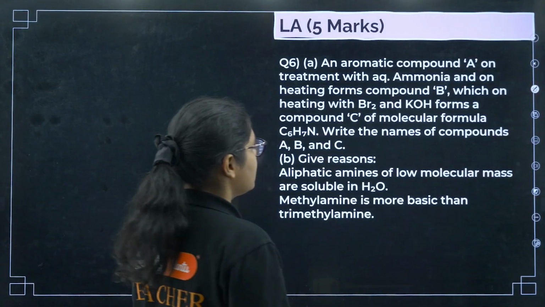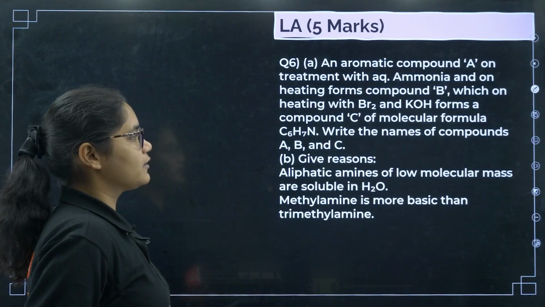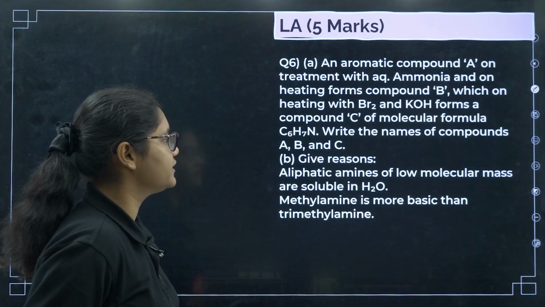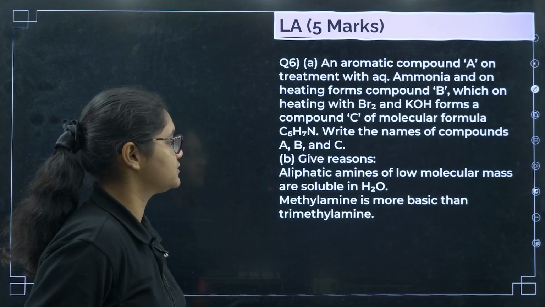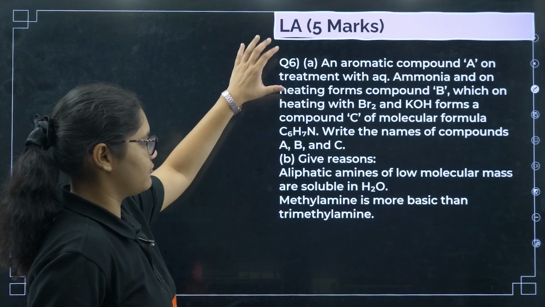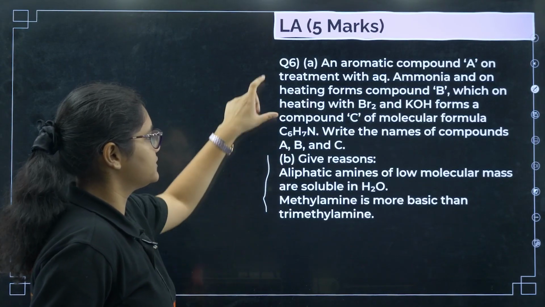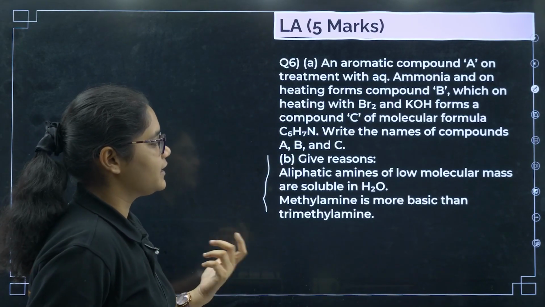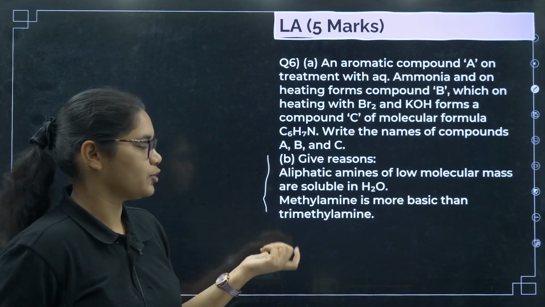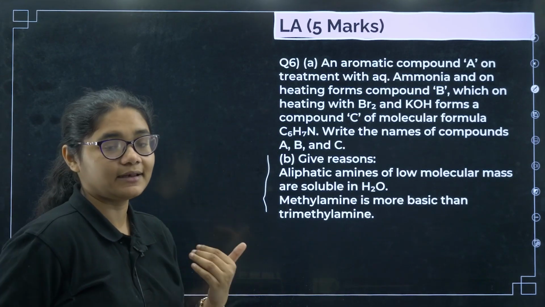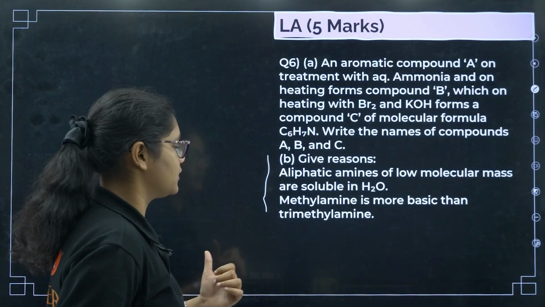Next, an aromatic compound A on treatment with aqueous ammonia and on heating forms compound B, which on heating with Br2 and KOH forms a compound C. Okay, this question I have already discussed. Now we'll discuss this part. Aliphatic amines of lower molecular mass are soluble in water. Yes, definitely, because of the small hydrophobic part, they can easily form hydrogen bonds with water.